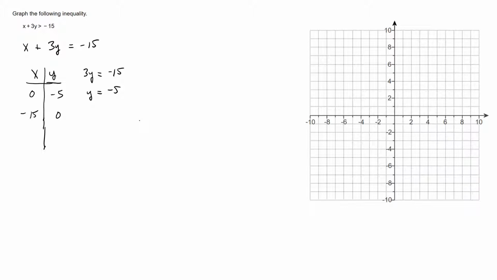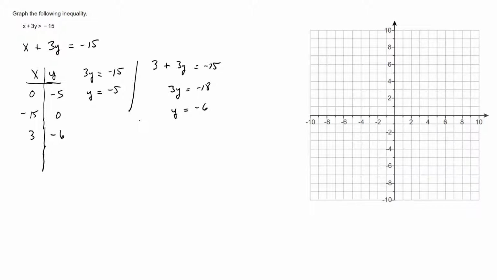For example, if I were to plug 3 in for x, I think y would come out to a nice number. If we plug 3 in for x, we have 3 plus 3y equals negative 15. After subtracting 3 from both sides, we have negative 18, and then dividing by 3 gives me negative 6.